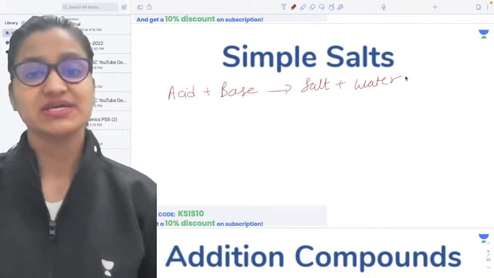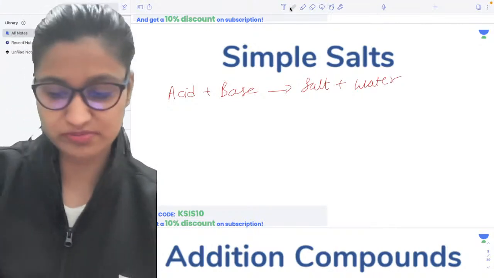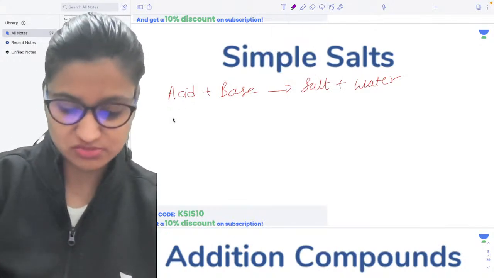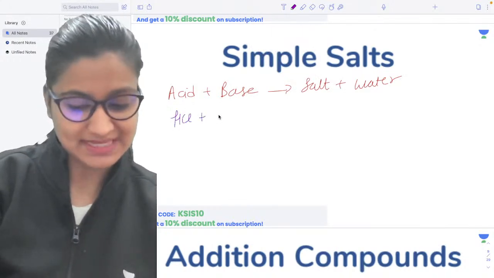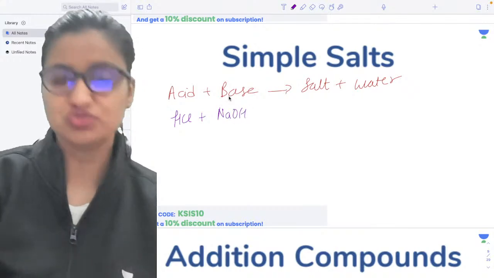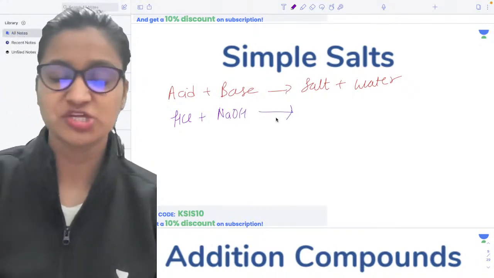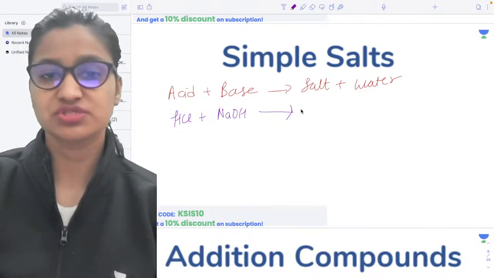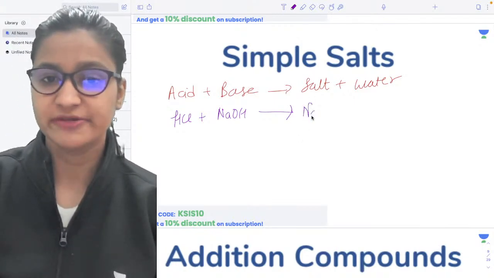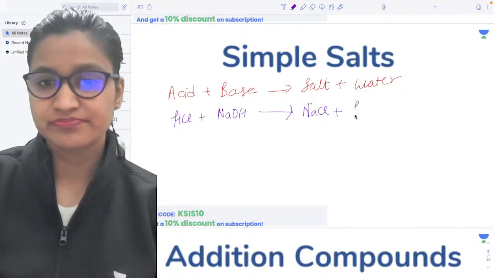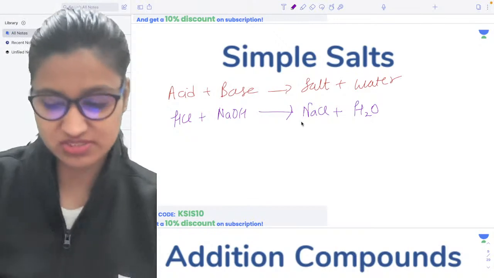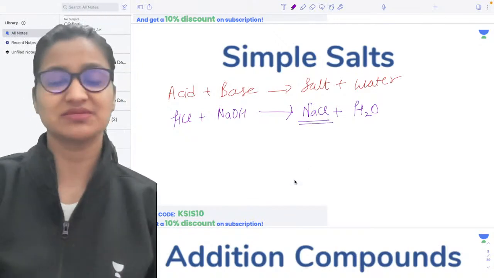You know already that salt plus water is formed. Let's take a proper example. If I tell you HCl plus base, we took sodium hydroxide NaOH, this will again be the neutralization reaction. So the salt which will be formed will be NaCl plus H2O, right? This will be the simple salt. Here NaCl is the simple salt.